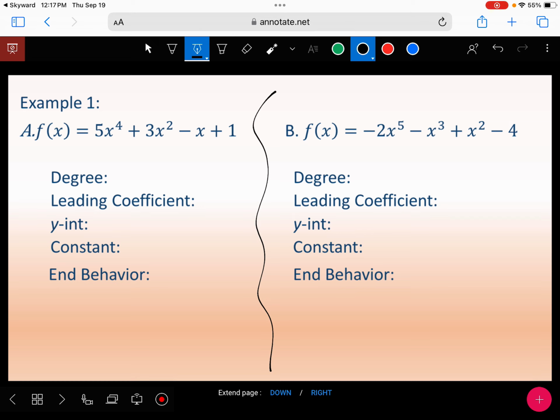So, yep, in the homework, you just have to answer a lot of questions about the function.